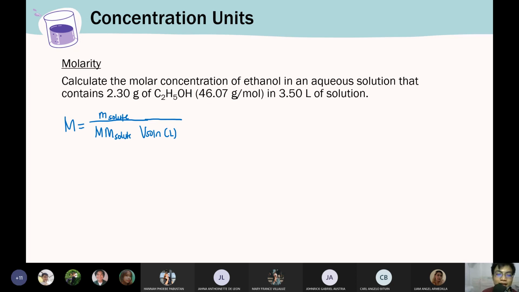Kaya nyo na? Kaya yan, no? Pero ako muna.